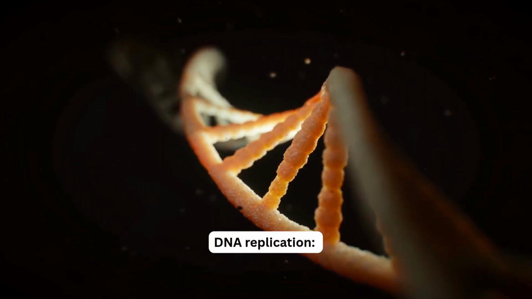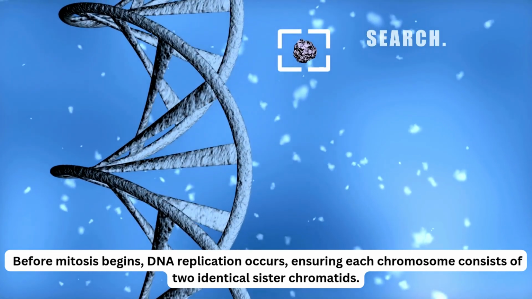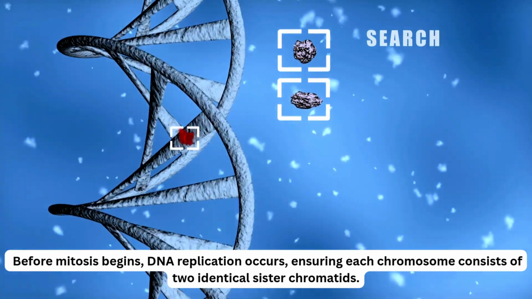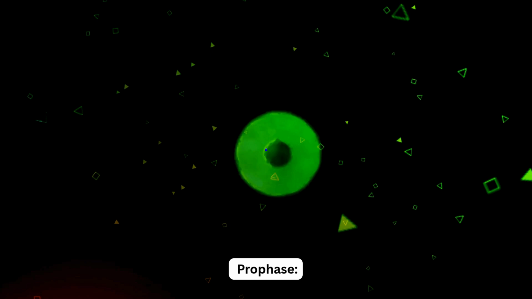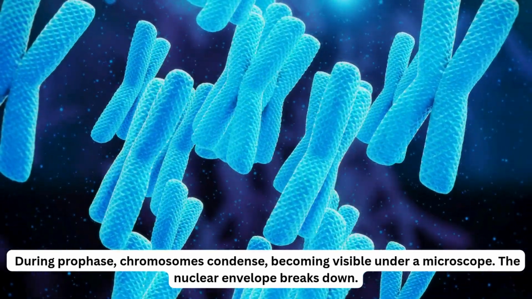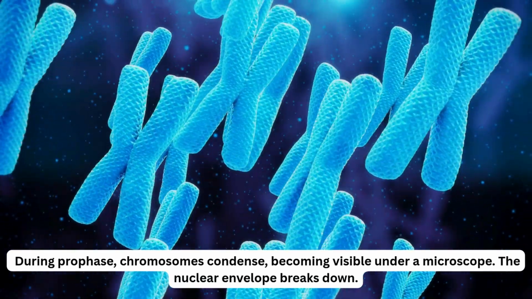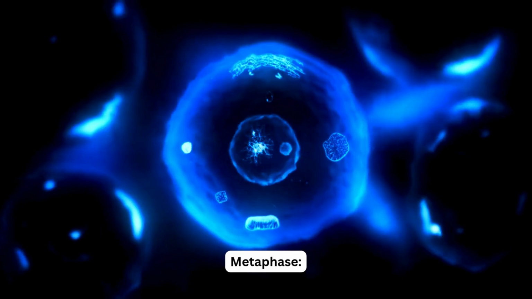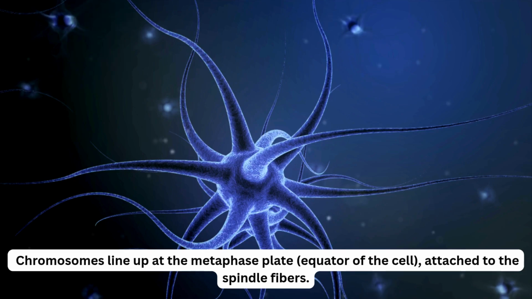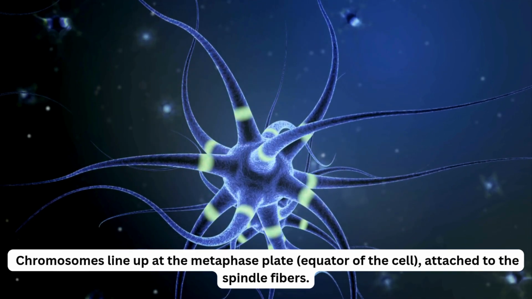3. DNA replication. Before mitosis begins, DNA replication occurs, ensuring each chromosome consists of two identical sister chromatids. 4. Prophase. During prophase, chromosomes condense, becoming visible under a microscope. The nuclear envelope breaks down. 5. Metaphase. Chromosomes line up at the metaphase plate, equator of the cell, attached to the spindle fibers.